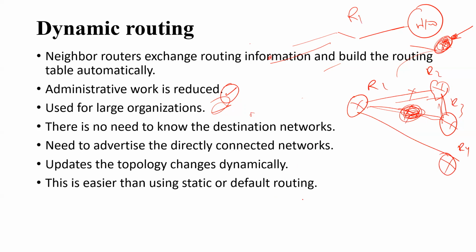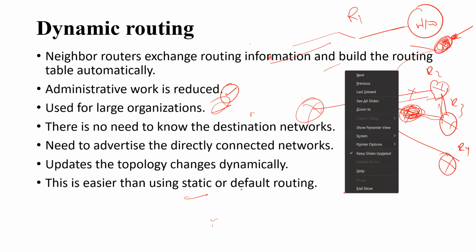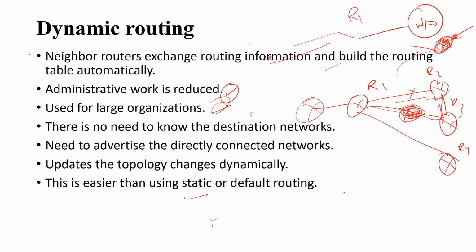So it is easier than static routing and default routing, because we are just configuring the routes which are connected to it. If you want to configure a static route, we need to be aware of all the destinations we need to reach. That's why it is easier to configure. This is a small brief about dynamic routing.